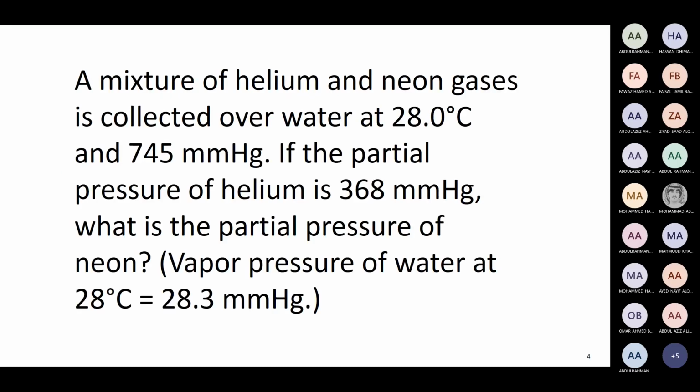Yes, good. Next, a mixture of helium and neon gases is collected over water at 28 degrees C and 745 millimeter Hg. If the partial pressure of helium is 368 millimeter Hg, what is the partial pressure of neon? Can you do that? So what we have here, we have helium, we have neon, and we have, of course, since there is vapor, this means there is water. The pressure of the helium is 368, which is this one. The pressure of the water is 28.3, which is here. We want the pressure of neon. Can you calculate it?